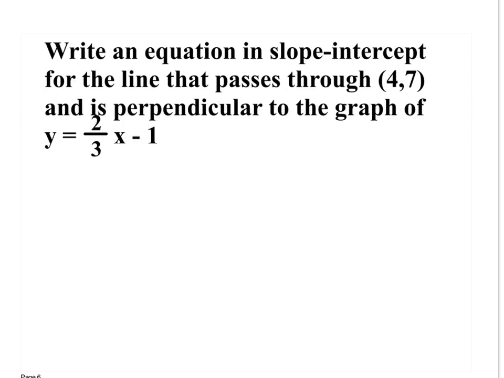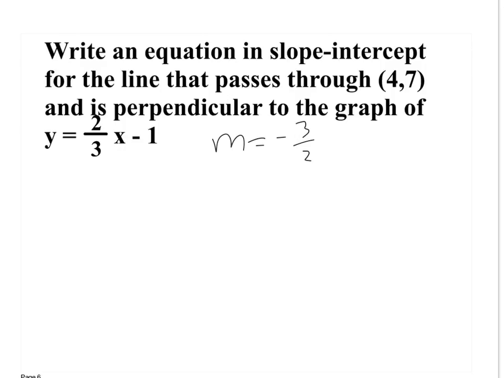It says write an equation in slope-intercept form for the line that passes through 4, 7 and is perpendicular to the graph of y equals 2/3 x minus 1. This one's much easier than the one before because they tell you what the slope of that line is. It's in slope-intercept form, so what would be a slope? 2/3. So what would be a slope of a line that's perpendicular to that? Negative 3/2. The negative reciprocal. That's easy.